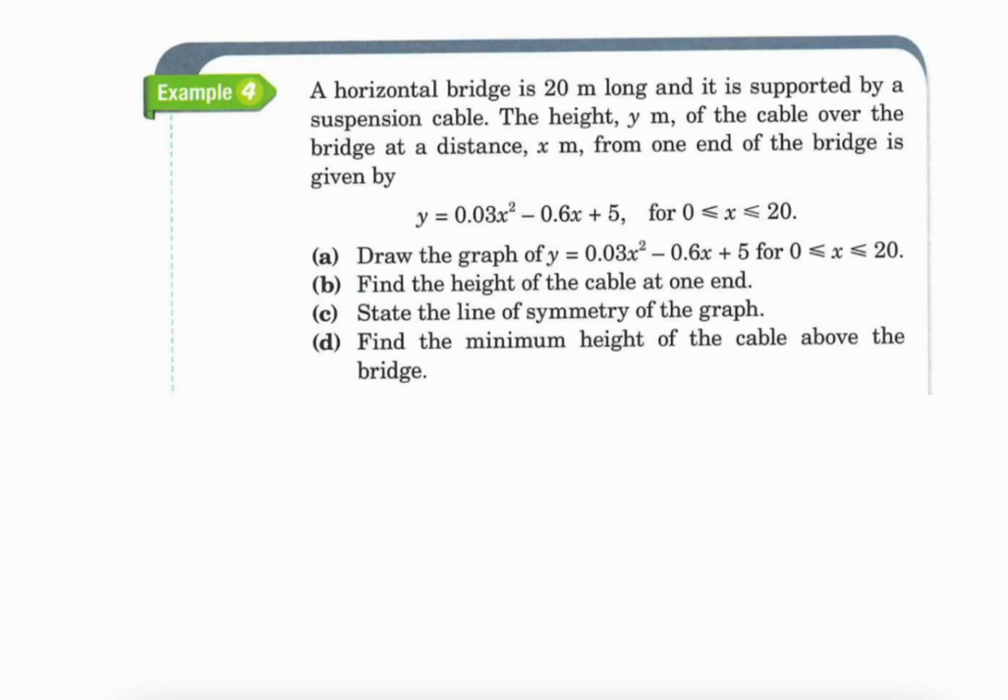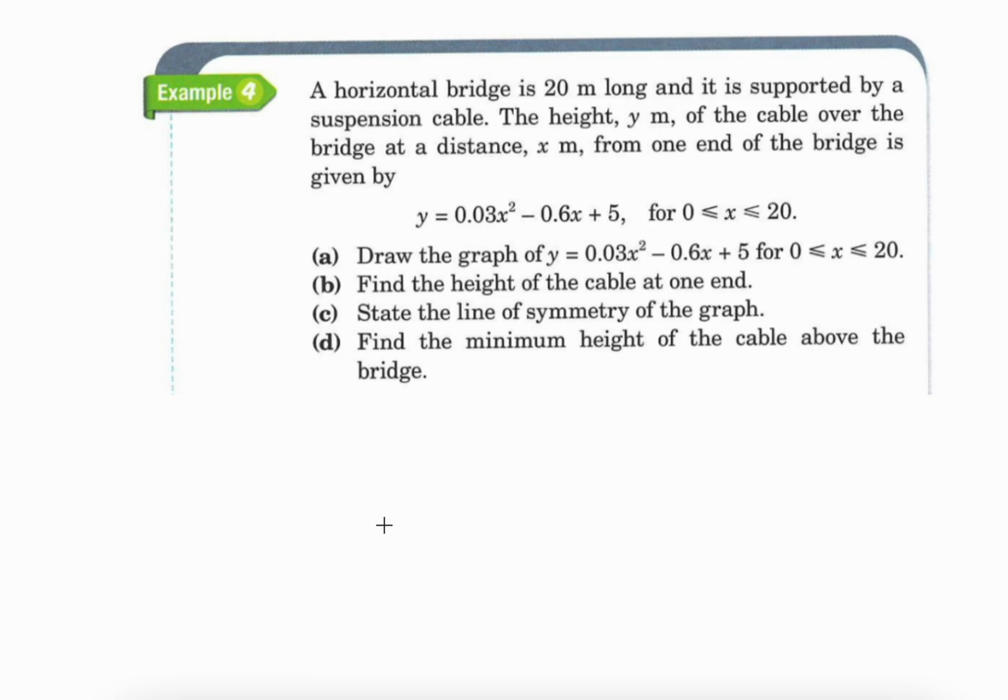Here's example 4. A horizontal bridge is 20 meters long and it is supported by a suspension cable. The height, y meters, of the cable over the bridge at a distance x meters from one end of the bridge is given by y equals 0.03x squared minus 0.6x plus 5 for the values of x that are greater than or equal to 0 and less than or equal to 20. You need to draw the graph for that equation, then find the height of the cable at one end, and then state the line of symmetry for the graph, and find the minimum height of the cable above the bridge.